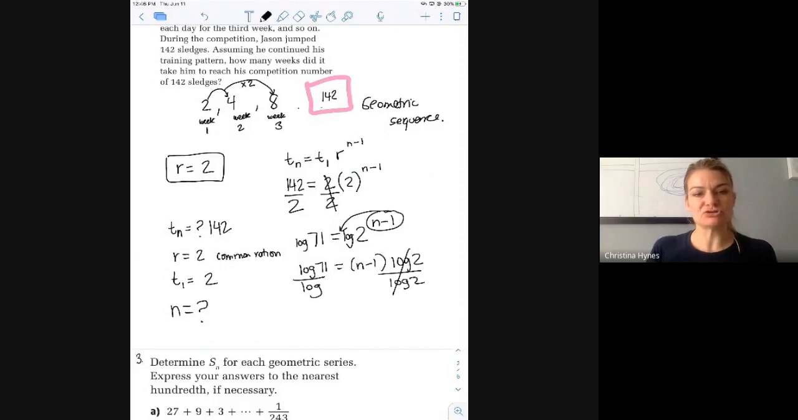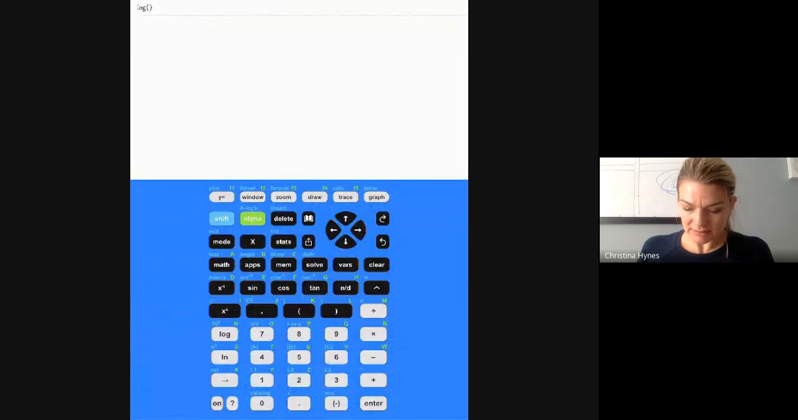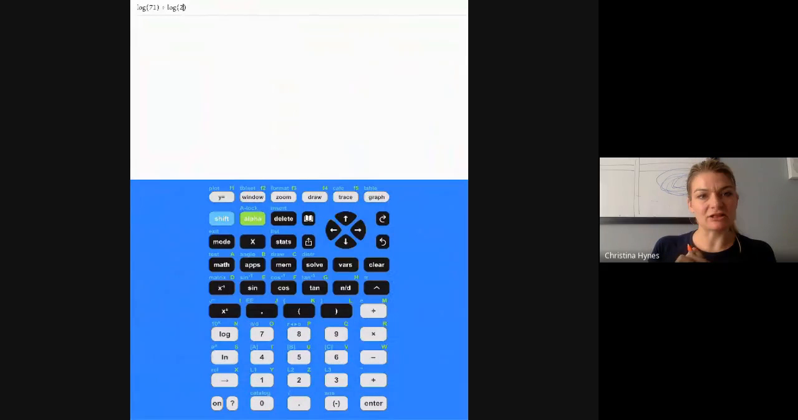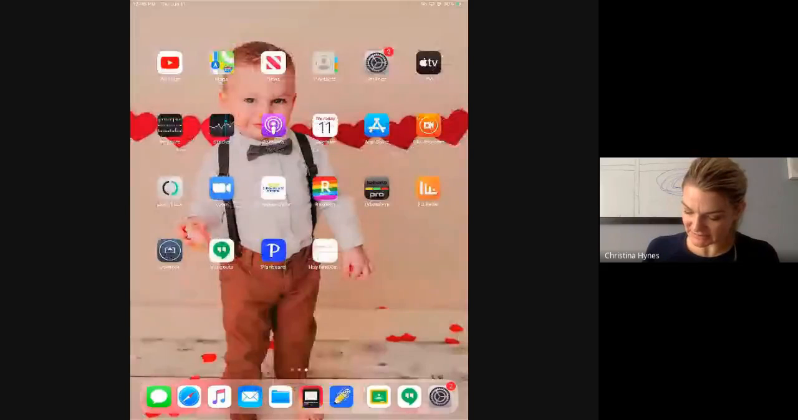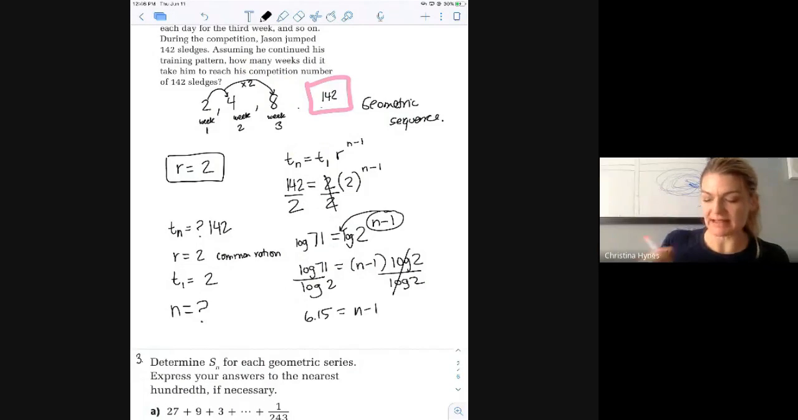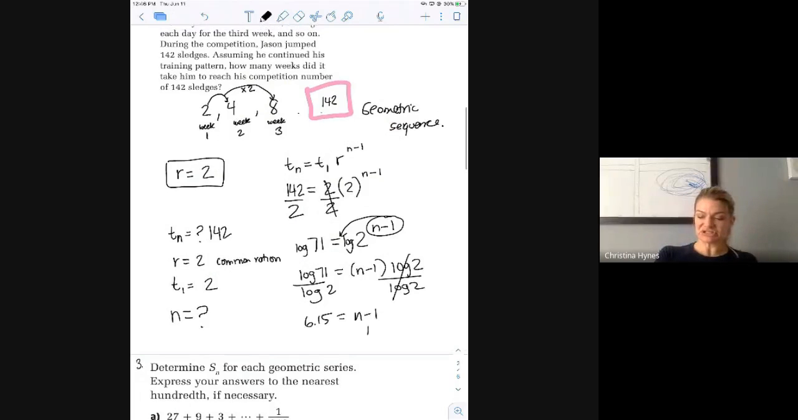So this is where we can use our calculator. On your calculator, you would go to log 71, and then you would divide by log of, what number did I have again? Log of 2. So as you can see, I'm just using that LOG button. In brackets, I'm putting what's at the top divided by log of what's at the bottom, and I get this 6.15 number. So log 71 divided by log 2 is about 6.15, and that's N minus 1 now, okay? And then your last step is just to add 1 on both sides.